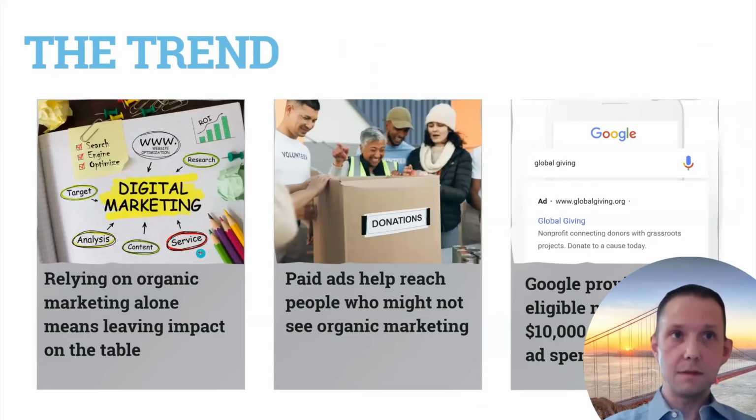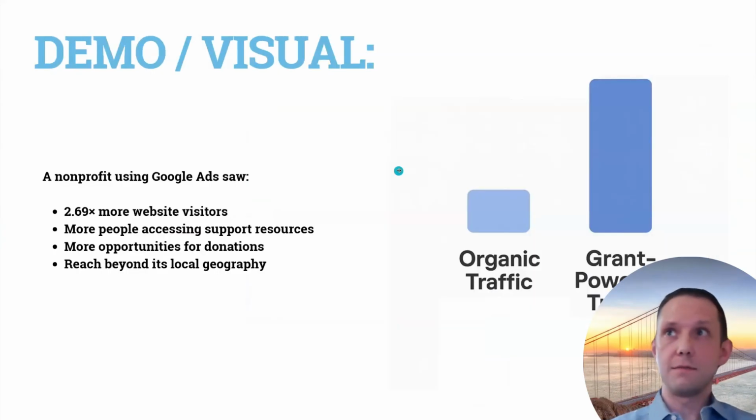And how this ties into your trend is, as a nonprofit, you don't want to rely strictly on organic. So you take the Google Ads grant, and moving forward with that, you have $10,000. You'll be able to have a much stronger impact.